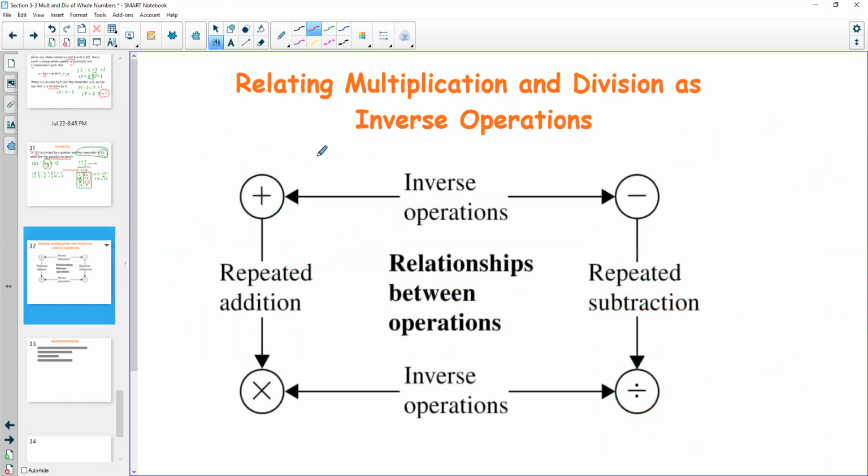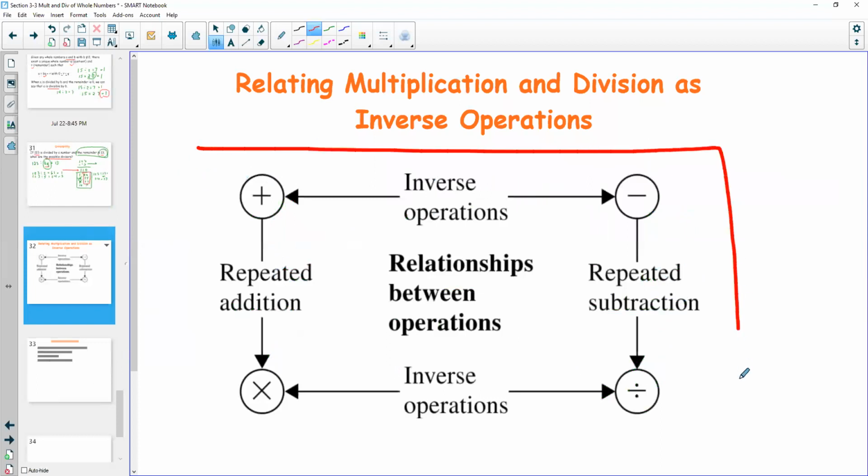All right, so remember, you can use this picture to relate multiplication and division, as well as addition and subtraction. Multiplication and division are inverse operations. Addition and subtraction are inverse operations. Repeated addition gets you multiplication. Repeated subtraction gets you division. Okay, this is the relationship. I love this picture. I've given this to lots of years of kids in school because it's a really nice way for them to remember how it all connects.